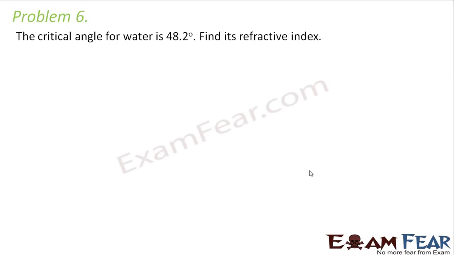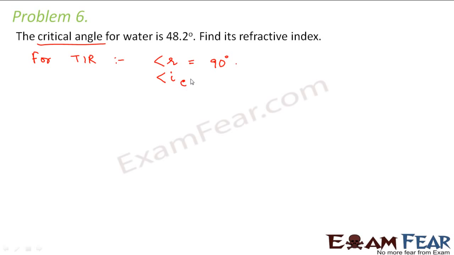So let us now look at a few problems before we go ahead and study in more details about refraction. So the problem says that the critical angle for water is 48.2 degrees. Find its refractive index. Okay, so when I talk about critical angle, I am talking something related to total internal reflection. So for total internal reflection, the angle of refraction should be equal to 90 degree, right? So when the angle of refraction is 90 degree, the corresponding angle of incidence is nothing but the critical angle, right? So we can say that sine IC by sine R is equal to n21.